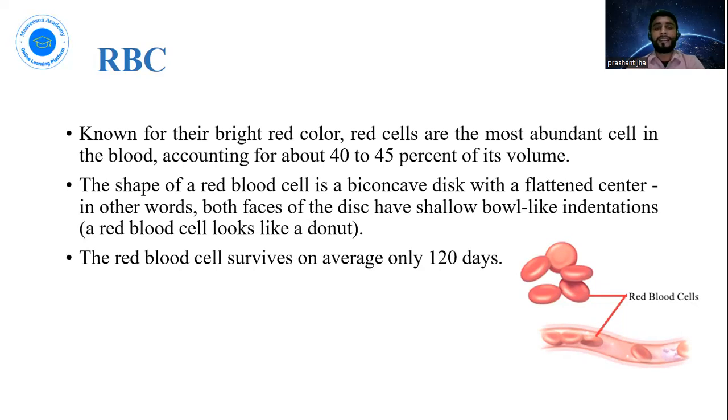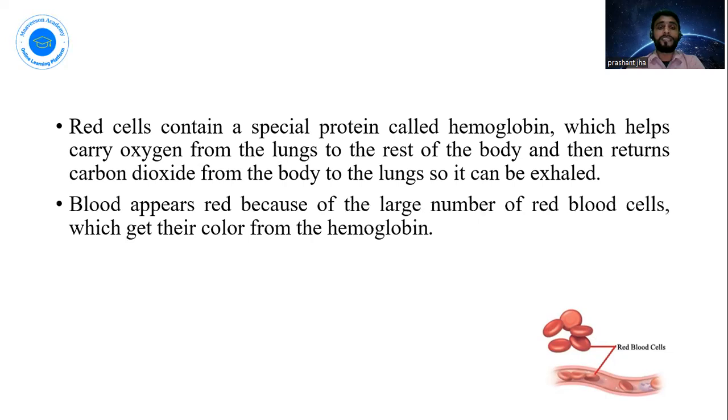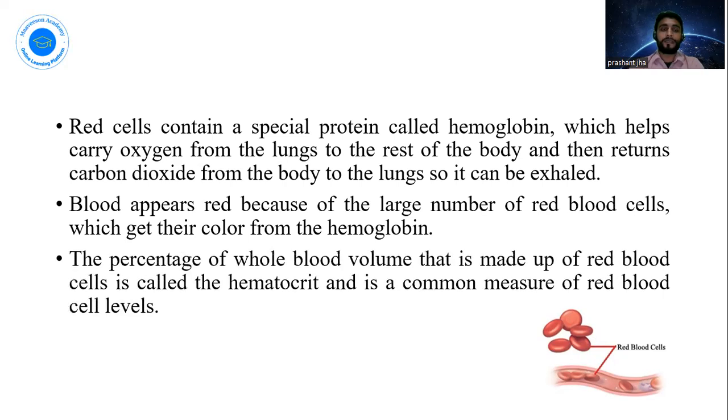The red blood cell survives an average of 120 days. That is the lifespan of the red blood cell. Red blood cells contain a special protein called hemoglobin that helps carry oxygen from the lungs to the rest of the body and then returns carbon dioxide from the body to the lungs so it can be exhaled. Blood appears red because of the large number of red blood cells, which get their color from the hemoglobin.